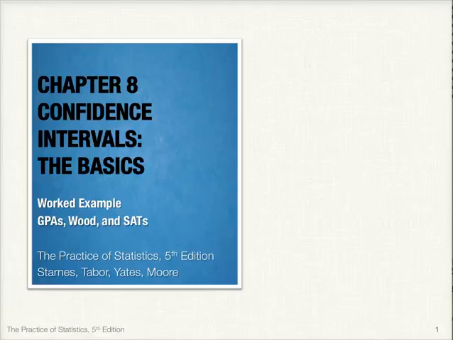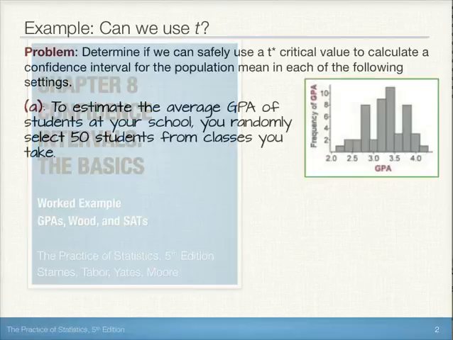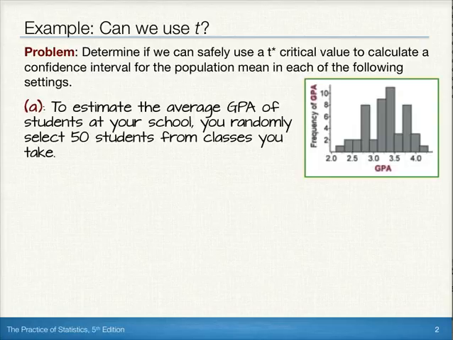In this example, let's take a look at some situations and determine whether or not we can safely use a t-star critical value to calculate a confidence interval for a population mean. Suppose we want to estimate the average GPA of students at our school, and so in doing so, we randomly select 50 students from classes you take. This histogram displays those GPAs.